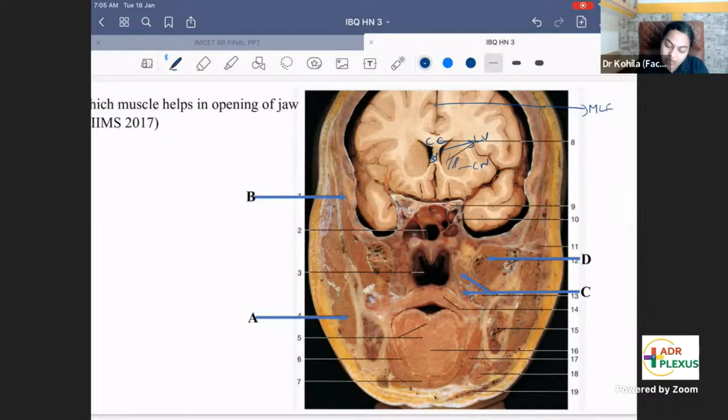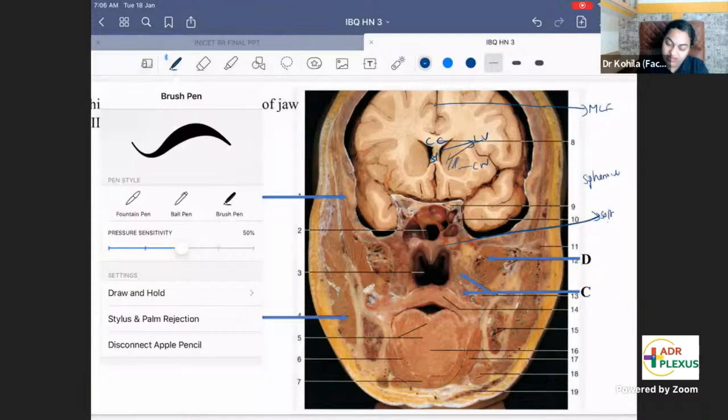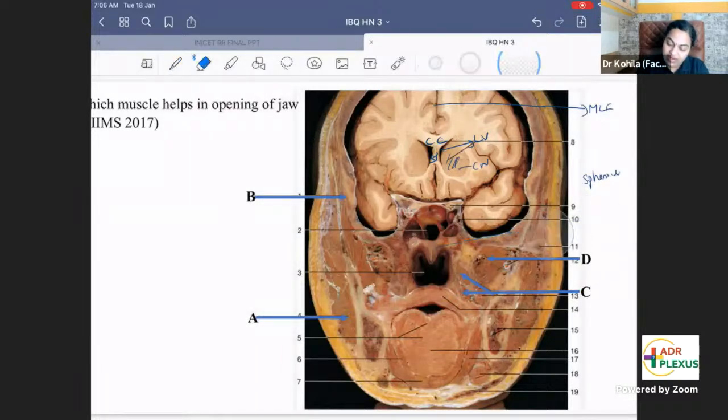Now coming to this area, can you see here? This is the sphenoidal sinus. Then here, this is the soft palate. I'm sorry, that's the roof of your nasal cavity. I'll repeat it, guys. Here, sphenoidal sinus, no confusion. This is the soft palate. What you see is your soft palate. What you see above that will be the nasal cavity. This is the oral cavity.